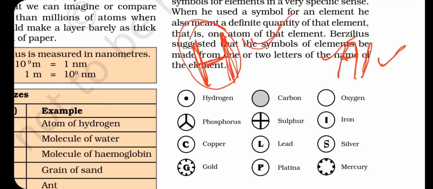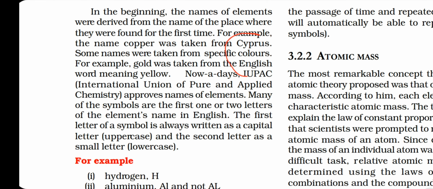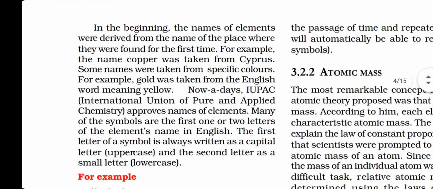In the beginning, names of the elements were also derived from the place where they were obtained, such as copper, which is obtained from Cyprus. That's why it is called copper. Just like that, we can get different elements named after their countries, such as germanium from Germany and polonium from Poland.